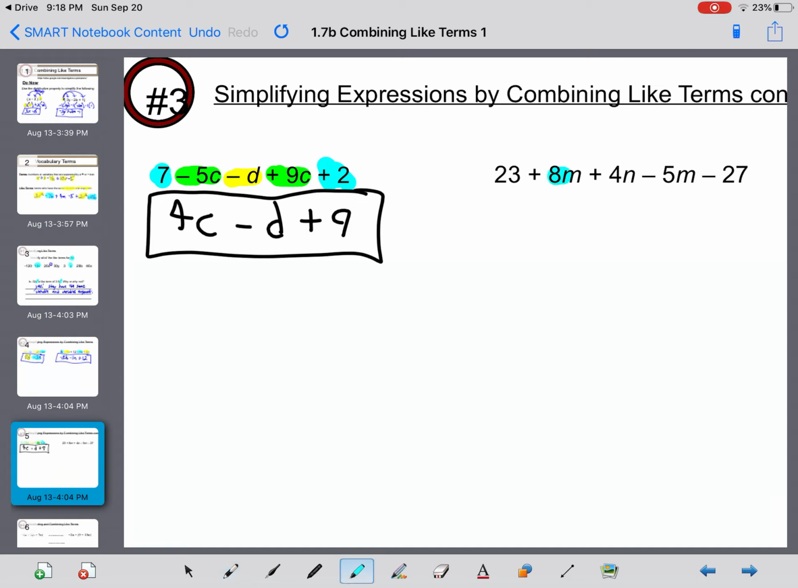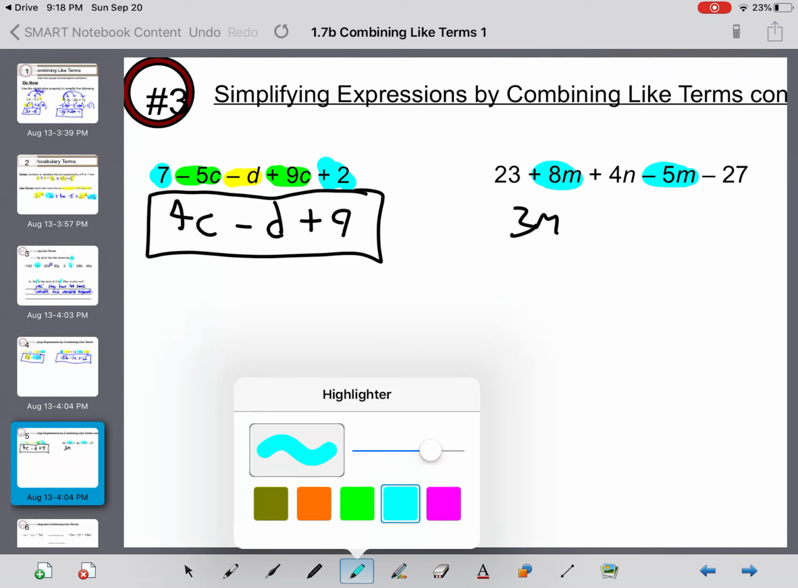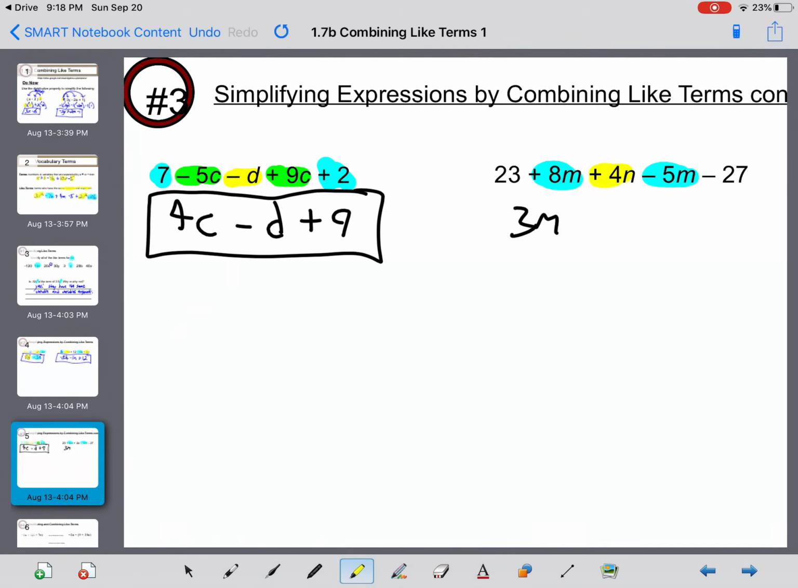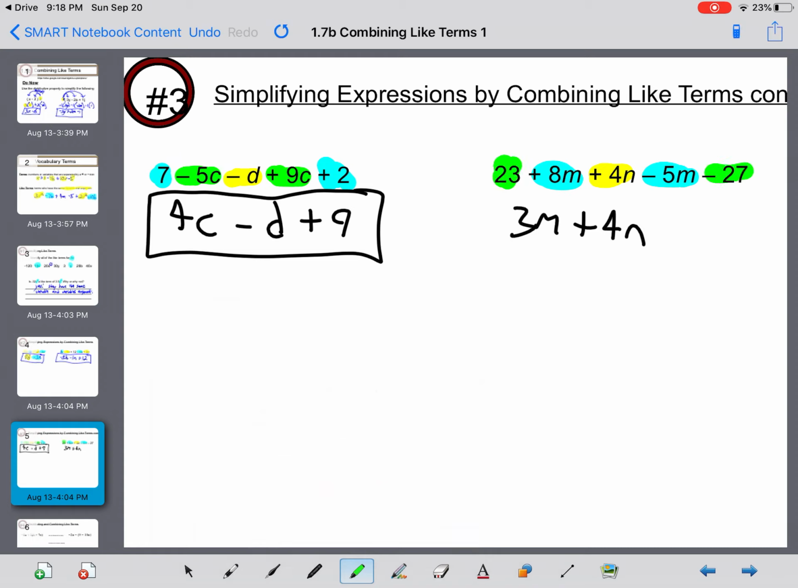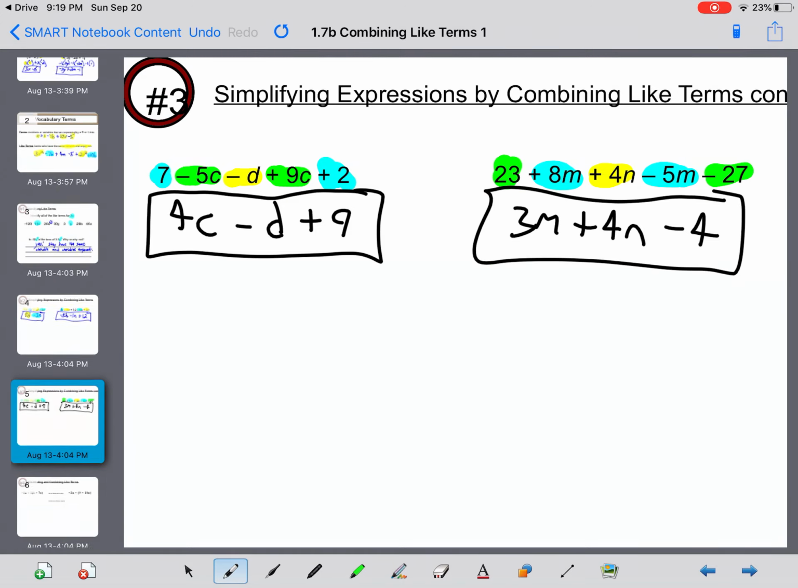On the right-hand side, again, skip that constant of 23, save that for last. Plus 8m minus 5m. 8 minus 5 makes 3, 3m. Plus 4m, all by itself. And then we have 23 minus 27, which makes negative 4.